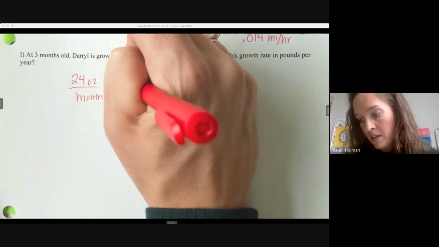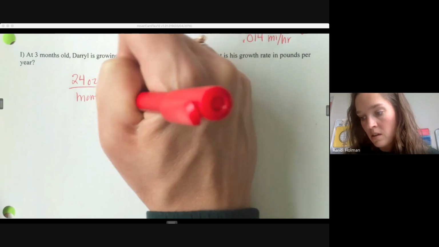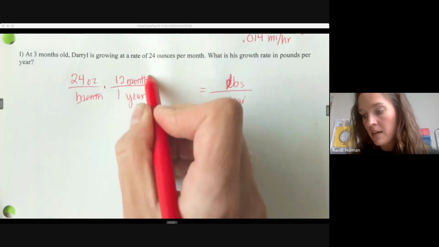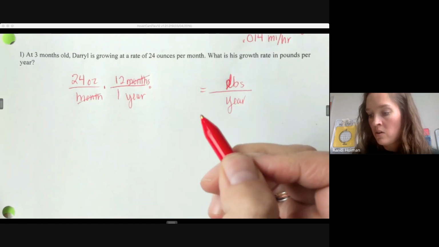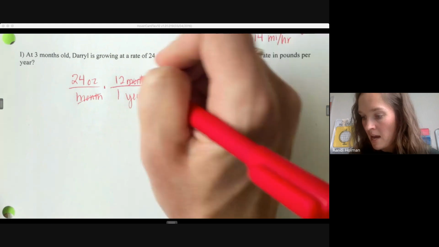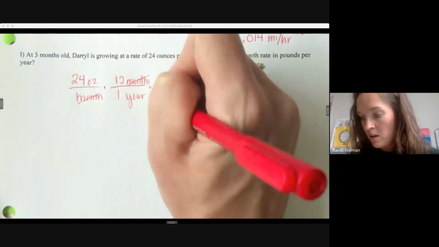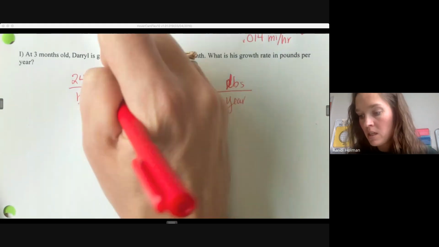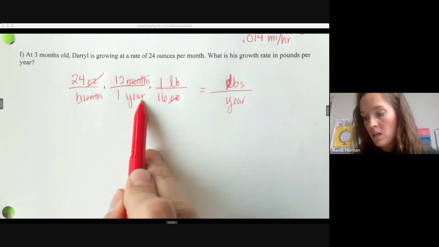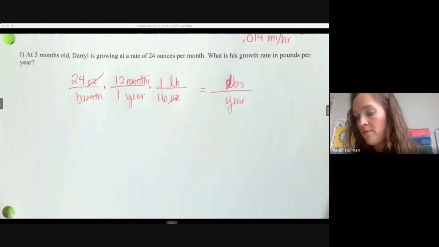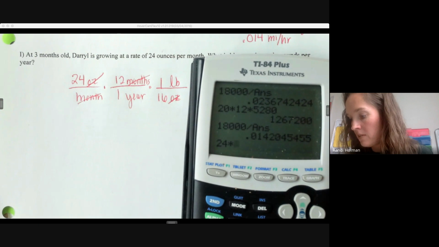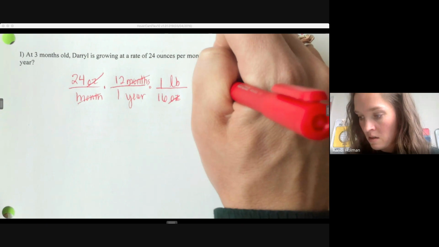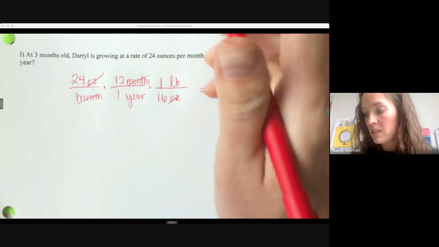I know there are 12 months in 1 year. Right, months my denominator, so I put it in the numerator to divide out. And I know there are 16 ounces in a pound. My ounces are in the numerator, so put them in the denominator to get rid of ounces. Now we're left with pounds, years, multiply straight across. 24 times 12. Let's see if I can get the correct numbers in here today. 288. And the denominator, 1 times 1 times 16.